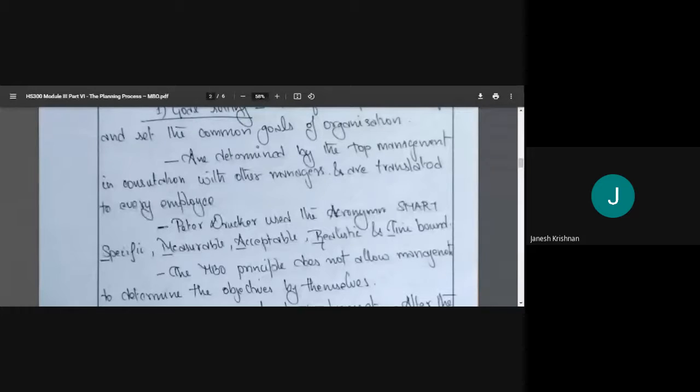So that should be discussed with the others also, other managers. So other managers will say, okay, it's possible, or maybe it is not possible. So they should discuss, they should consult with others and then decide upon.